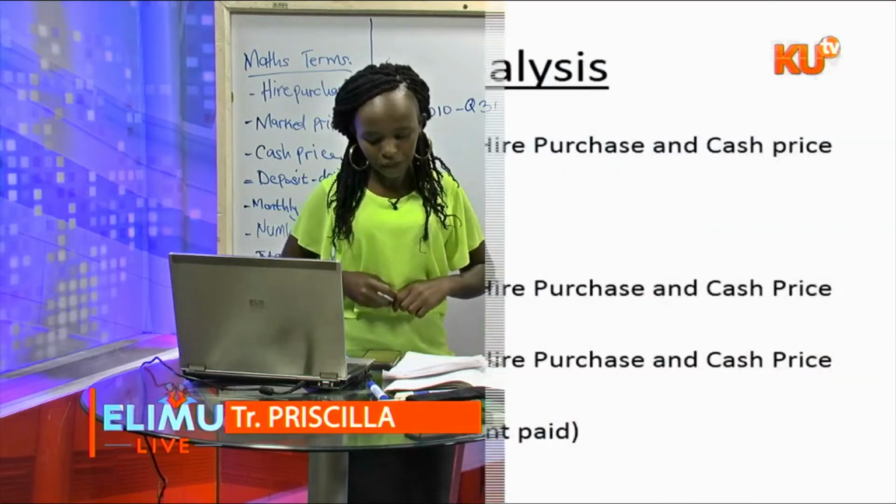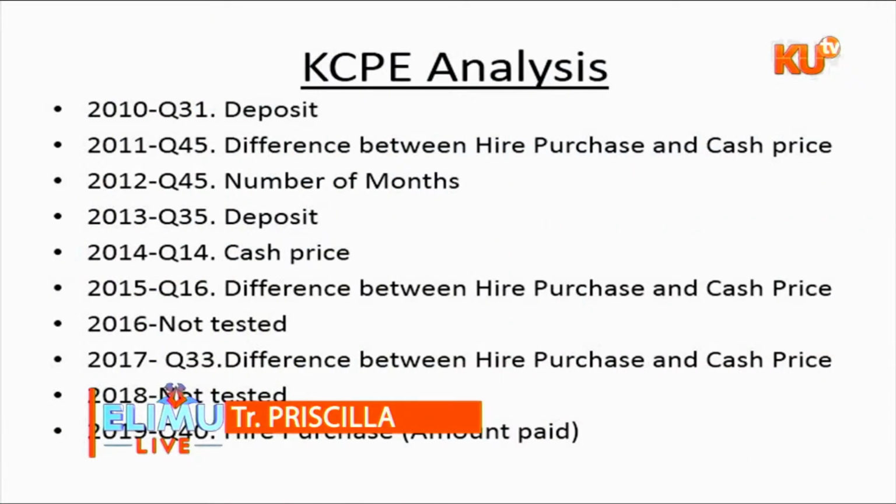Then in 2012, in question number 45, they asked the number of months. In our formulas there, we have discussed the formula on how to get the number of months. 2013, question number 35, was about deposits. You can see deposit there has been repeated in 2013. In 2014, in question number 14, they asked the cash price. In 2015, that is in question number 16, they also asked the difference between the hire purchase and the cash price, the same as 2011.